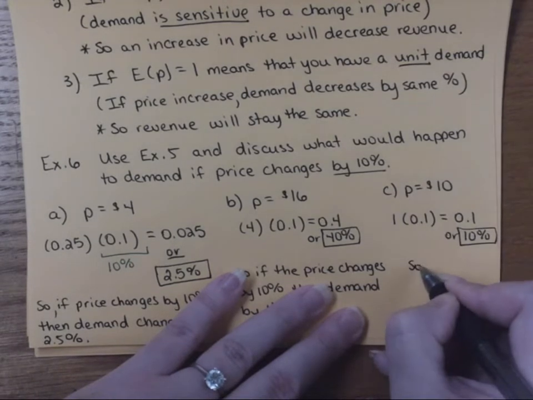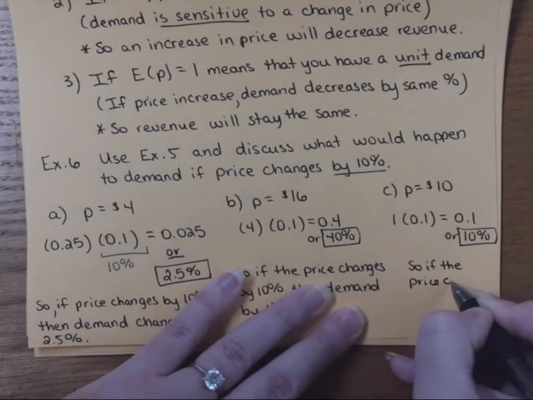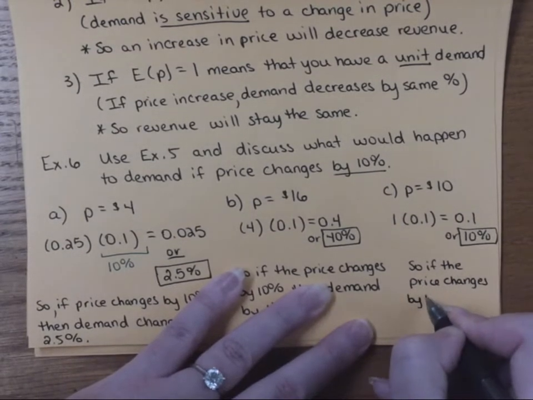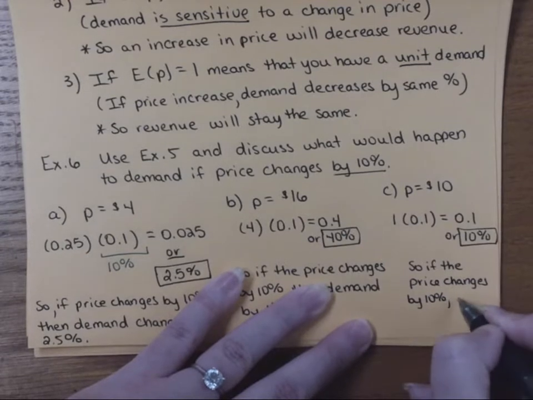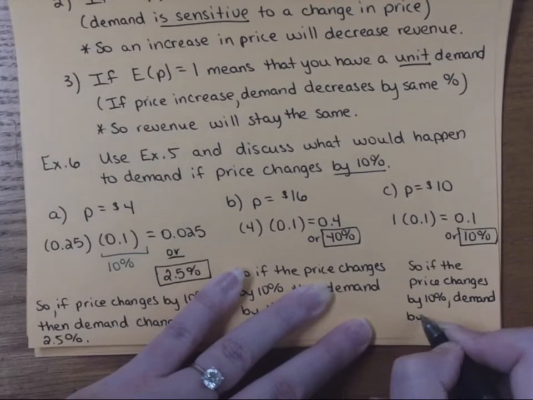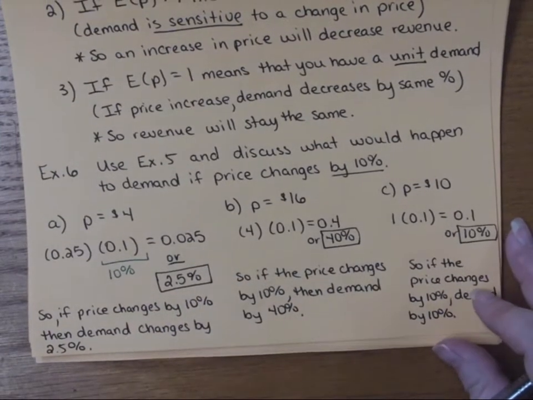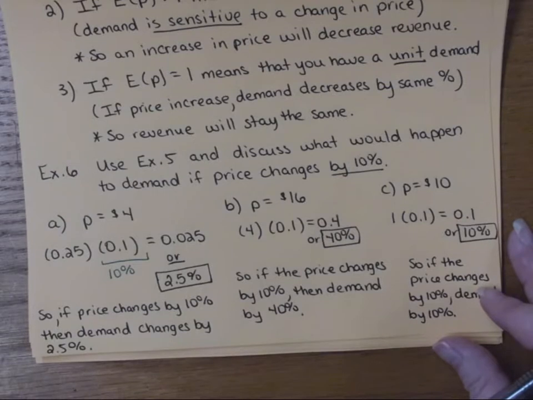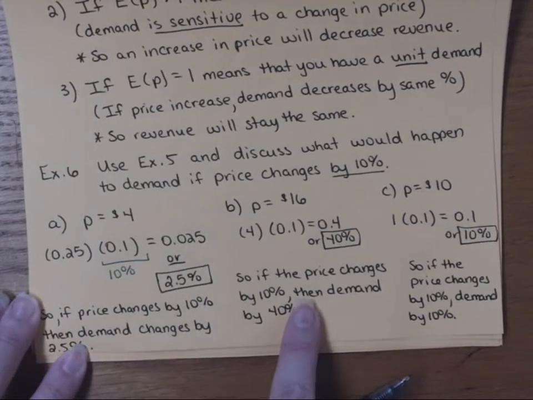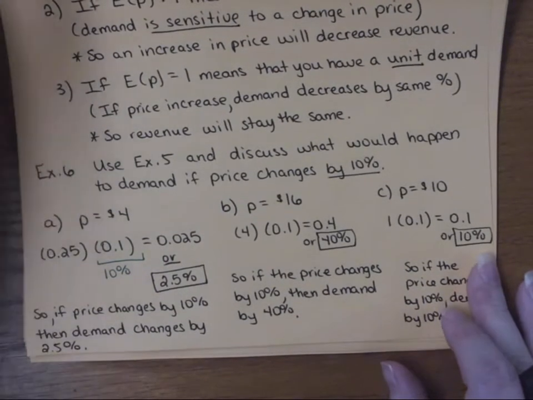So that means if the price changes by 10%, then so does the demand. So in other words, nothing really happens to your bottom line, because we're increasing one and decreasing the other by the same quantity. Okay, so again, inelastic, elastic, unit. That's the order there.